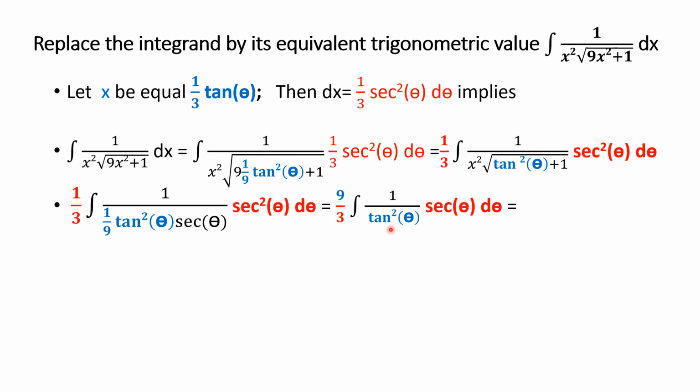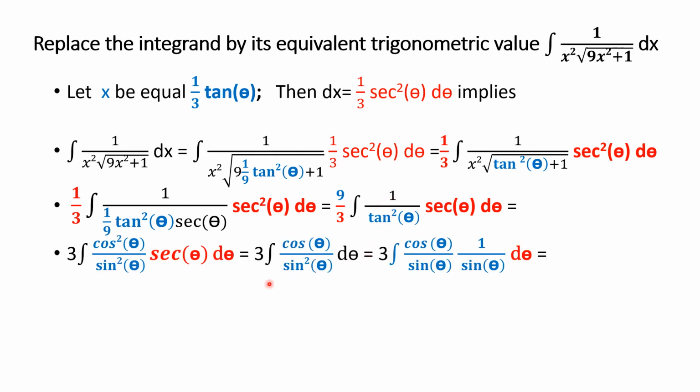Let's go ahead and rewrite tan theta. We could just flip this up. Instead of 1 over tan theta square, we will put cotan theta square. And that will give us what? Cosine square of theta divided by sine square of theta. And of course, 9 divided by 3 will give us 3. So 3 integration of cosine square theta divided by sine square theta multiplied by sec of theta d theta.